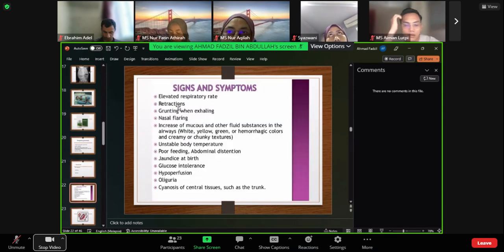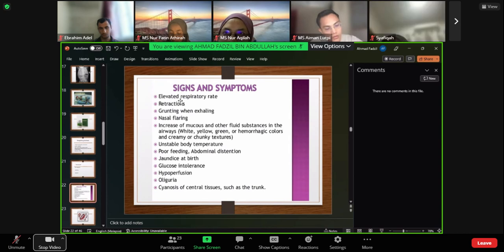The signs and symptoms can be elevated respiratory rate, chest retraction, grunting, nasal flaring, increased mucus or other fluid in the airway, unstable body temperature, poor feeding, abdominal distension, jaundice at birth, glucose intolerance, hypoperfusion, oliguria, and central cyanosis.